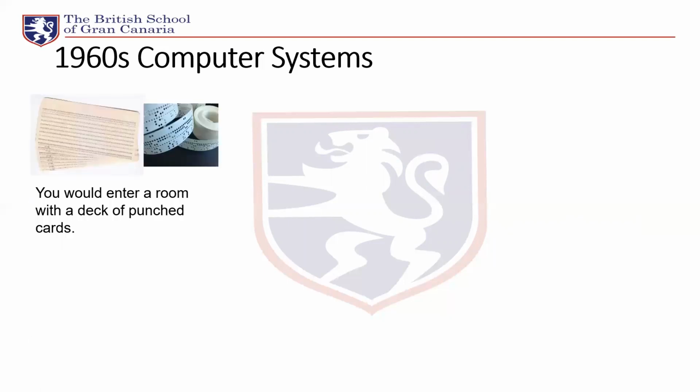So you would enter the room with a deck of punched cards. Now, these punched cards had the data on them, and it's how the data was read. So when we've looked at how CDs and DVDs were burnt, they used a series of pits and lands. So if we look at these punch cards, it would have read data almost in a similar way. These would have just been a bunch of ones and zeros, maybe.